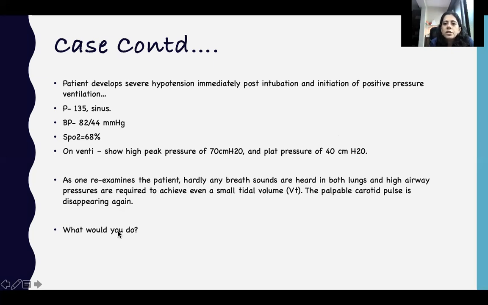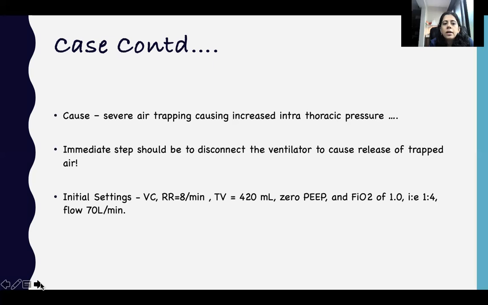So in these patients who have very high air trapping or very high auto PEEP, when you intubate and ventilate them, they suddenly have increased air trapping, or the intrathoracic pressure suddenly rises, and that reduces the preload and can be a cause of arrest immediately after intubating or putting them on positive pressure ventilation. So the immediate step that should be taken is to disconnect the ventilator and to allow the release of the trapped air that is there inside, and then reconnect it.